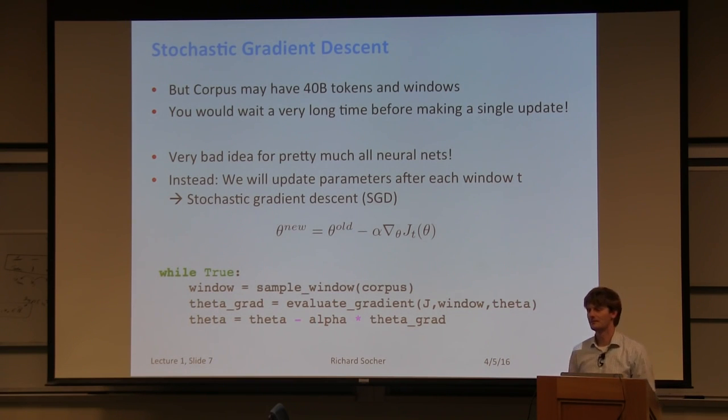Yeah. Do we know if the likelihood function we are optimizing over is convex? We know that it's not. Okay.